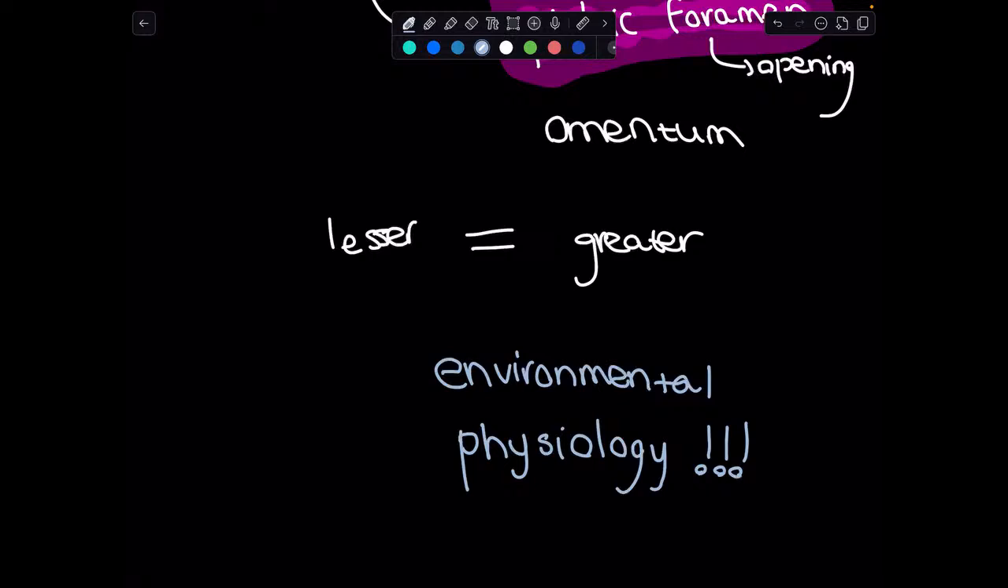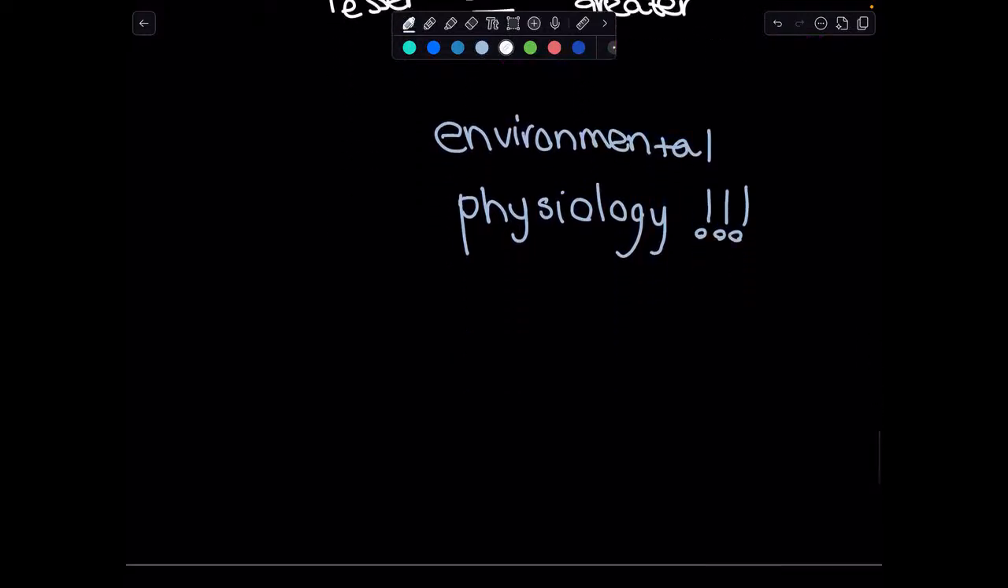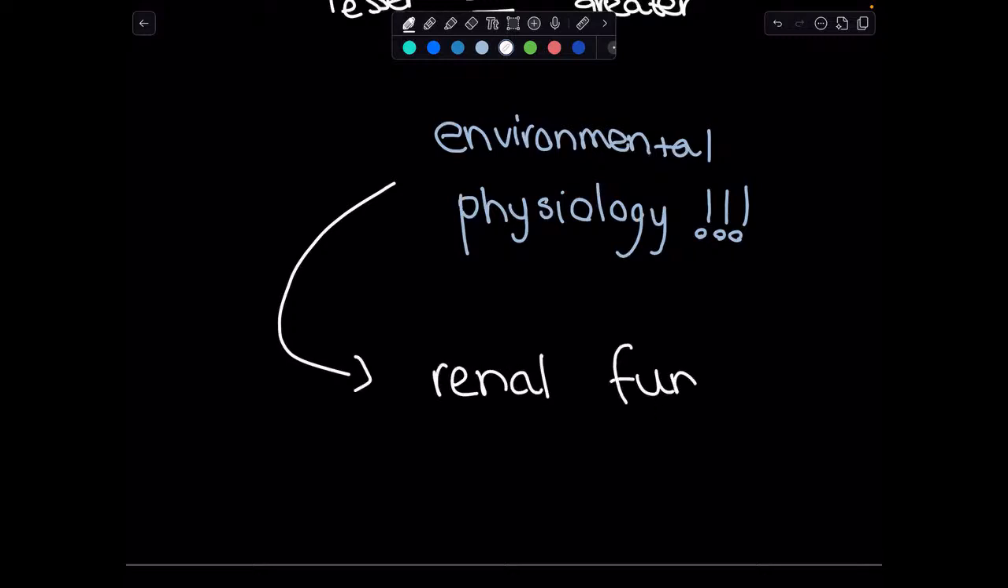And what do we know about renal function in the field of environmental physiology? In environmental physiology, renal function is key for understanding how animals maintain water and electrolyte balance in different environments. For instance, desert animals have highly efficient kidneys to conserve water, while freshwater fish have kidneys that excrete excess water. It's all about adapting to available resources.